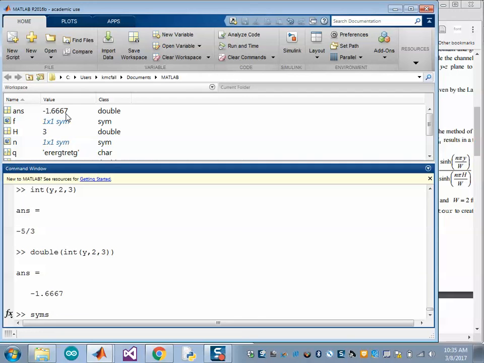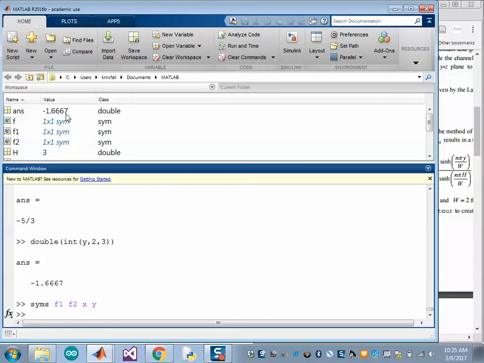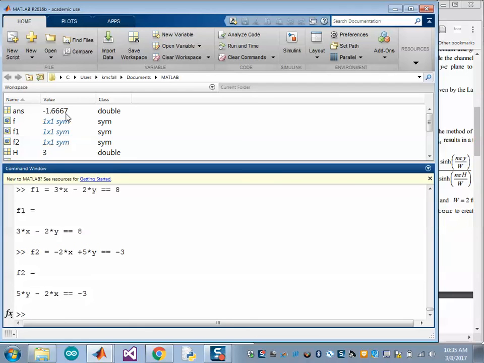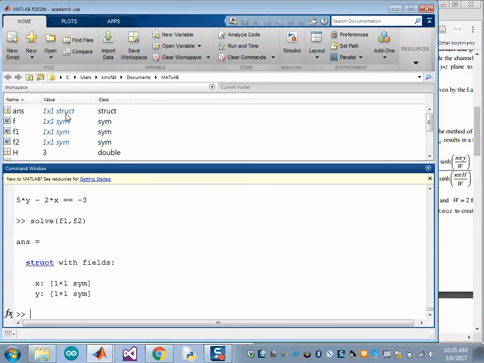Okay? So, let me create f1, f2, x, and y as symbolic variables. And I'm going to make f1 be 3 times x minus 2 times y equals 8. And I'm going to make f2 equal to a different one. Let's see, negative 2 times x plus 5 times y equals negative 3. So here I have two equations in x and y, f1 and f2. And if I use the solve command again, I pass to it these two equations, and it returns something.